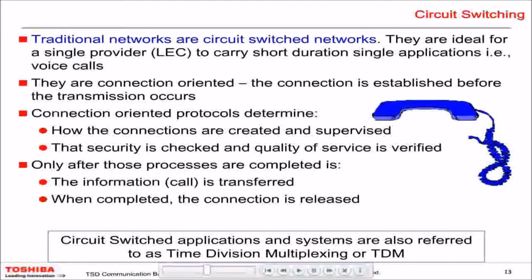They're considered connection-oriented. The connection is dial, ring, answer, and all of the signaling that those functions require. This is established before transmission occurs. Connection-oriented protocols determine, first of all, how the connections are created and supervised, that security is checked and quality of service is verified, and then only after those signaling processes are completed is the information or the call transferred, and when complete, the connection is released.